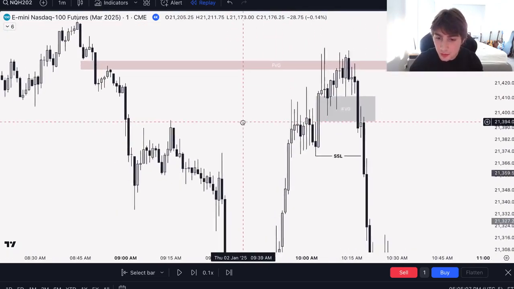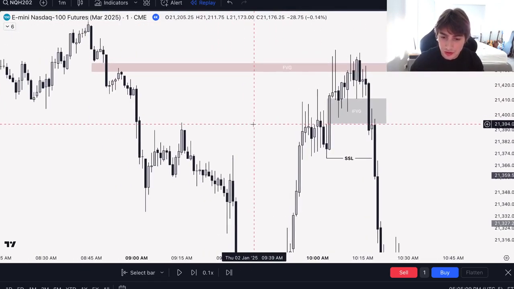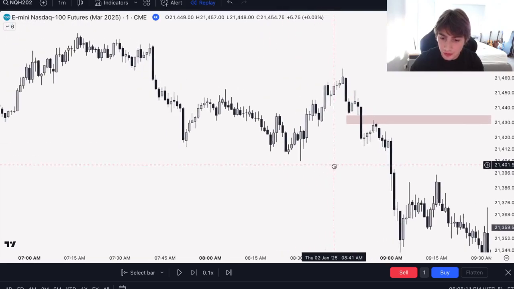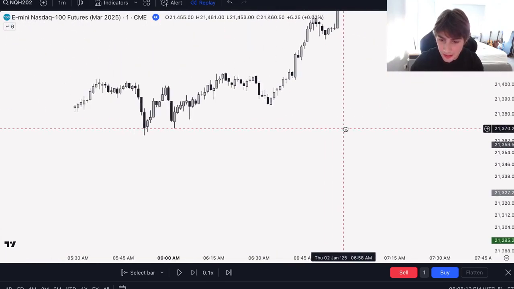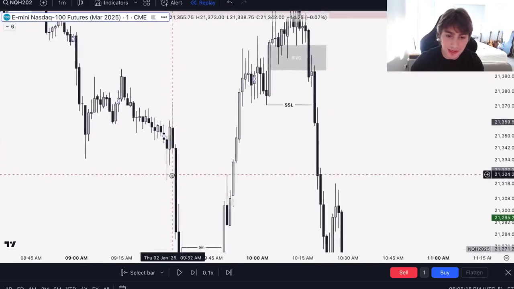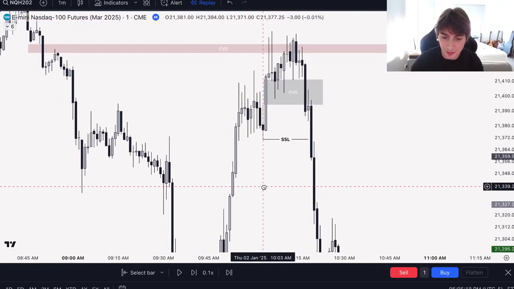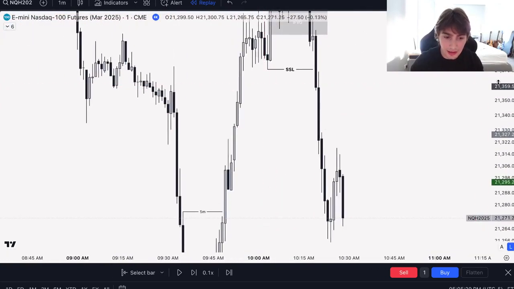And so it's really not much to overthink here, right? Inversions are happening all the time, and it's a very good way to sort of anticipate reversals.